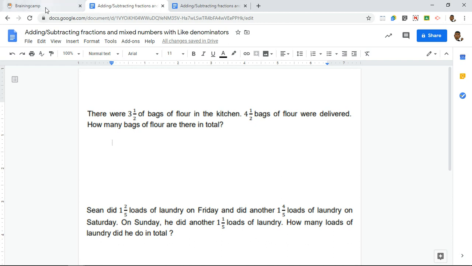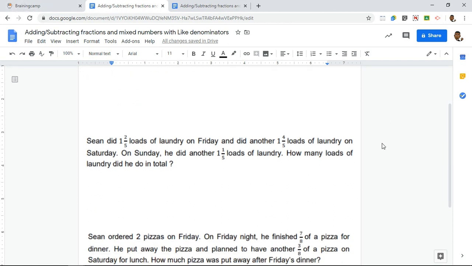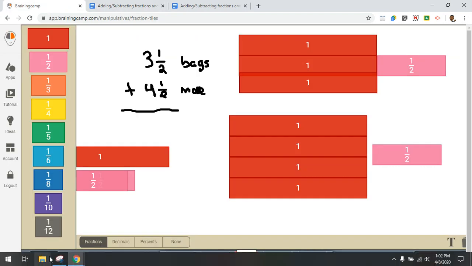All right, let's take a look at another problem here. Sean did 1 2/5 loads of laundry on Friday and did another 1 4/5 loads of laundry on Saturday. On Sunday, he did another 1 1/5 loads of laundry. How many loads of laundry did he do in total? So let's clear all this.